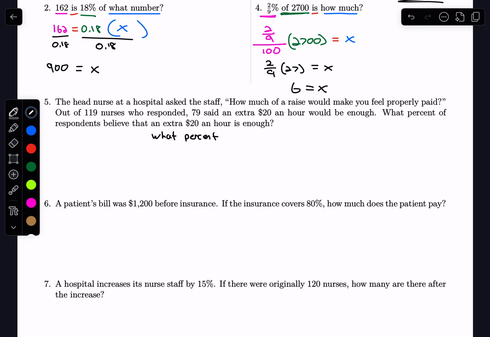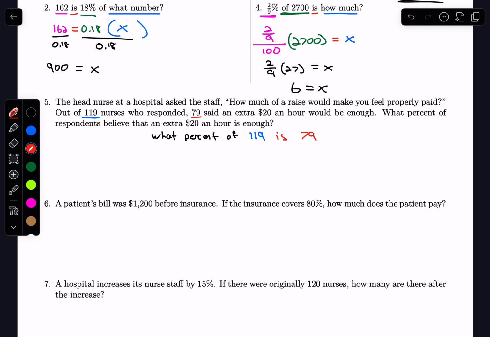So we know the number of respondents is 119 people who responded here. So what percent of, well, it's not going to be of respondents anymore. It's going to be what percent of 119. Okay, so we're trying to figure out what percent of 119 believe that an extra $20 an hour is enough. So we know that that is 79 of them. So we're going to say what percent of 119 is 79.